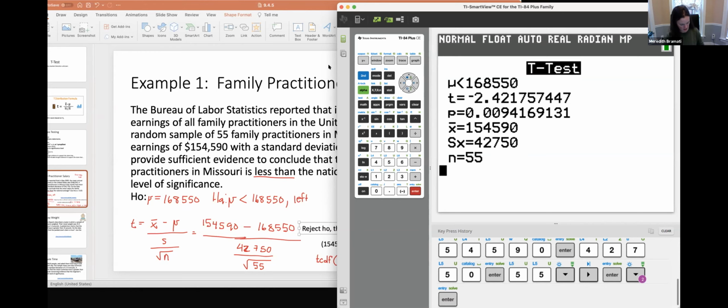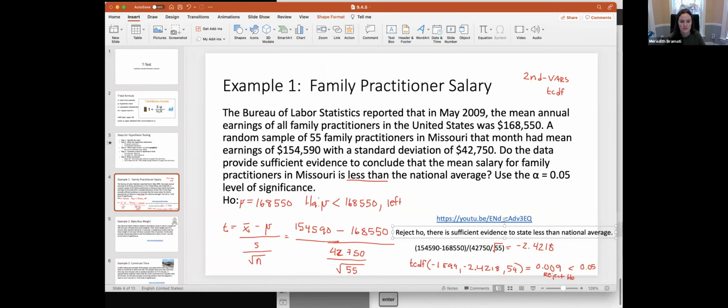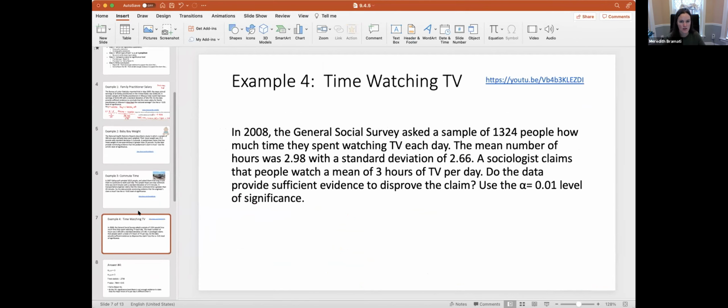I'm going to skip you to example 4, if you're following along with the PowerPoint. Okay, so number 4, watching TV. In 2008, the General Social Survey asked a sample of 1,324 people how much time they spend watching TV each day. The mean number of hours was 2.98 with a standard deviation of 2.66. A sociologist claims that people watch a mean of 3 hours of TV per day. Did the data provide sufficient evidence to disprove the claim? Use a significance level of 0.01.